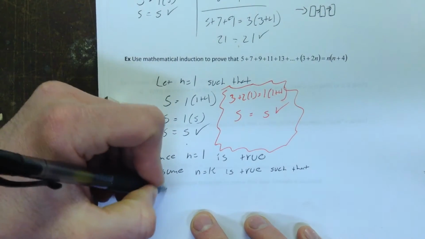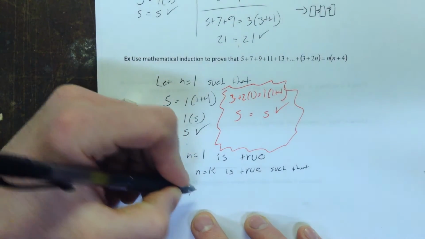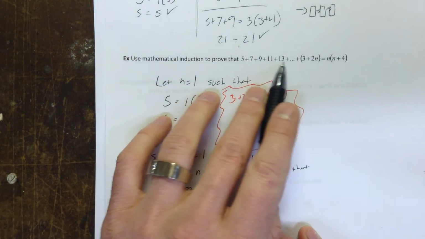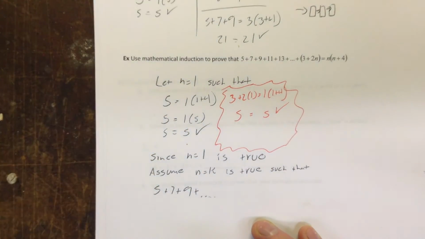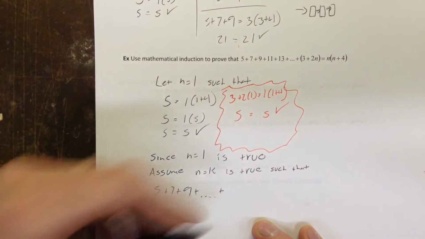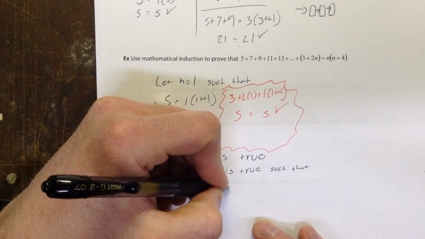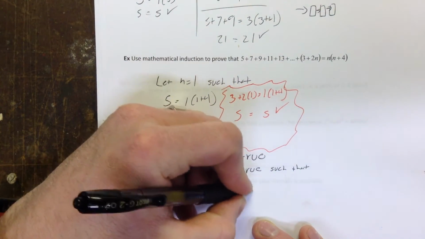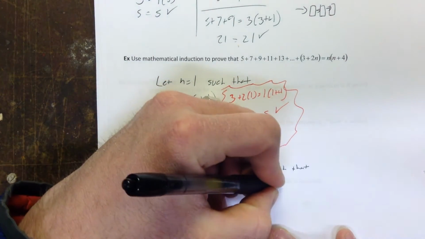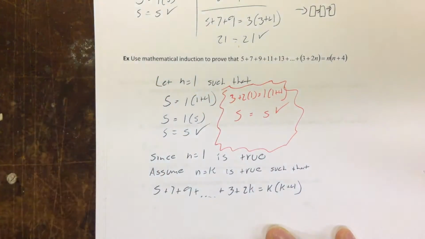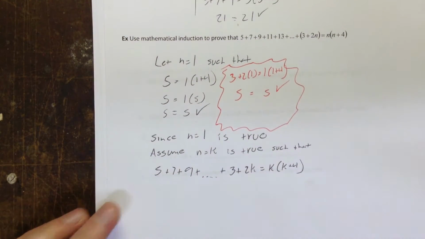So it's going to be 5 plus 7 plus 9. Now, if you want, I'll give you a little cheat. You don't have to write down all these terms. You can write down a couple, and then put your dot, dot, dot in, and then you can write down, instead of 3 plus 2n, it's now going to be 3 plus 2k is equal to k times k plus 4. So there is your new piece right there.